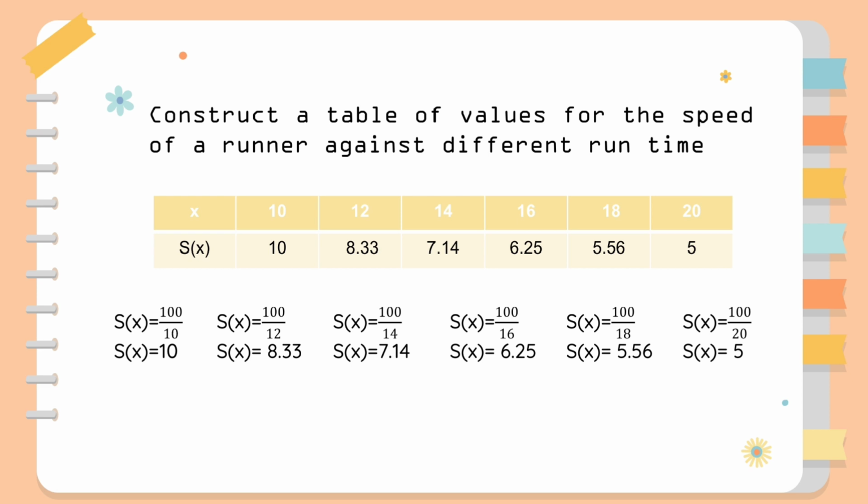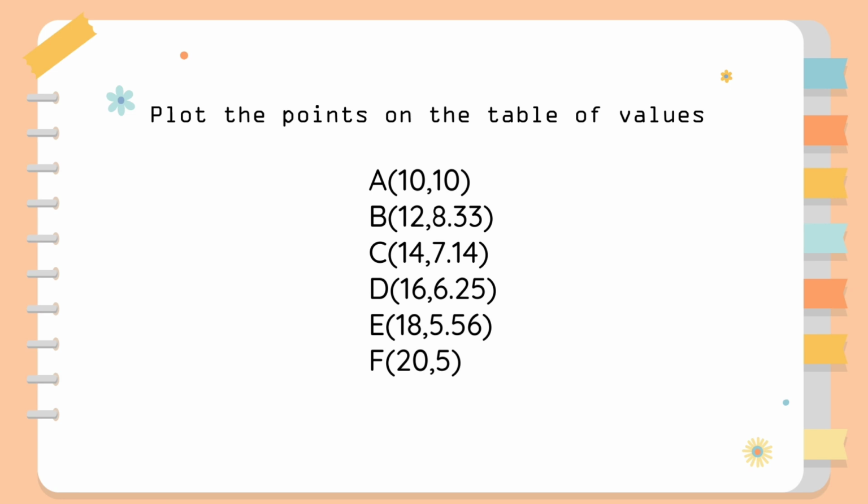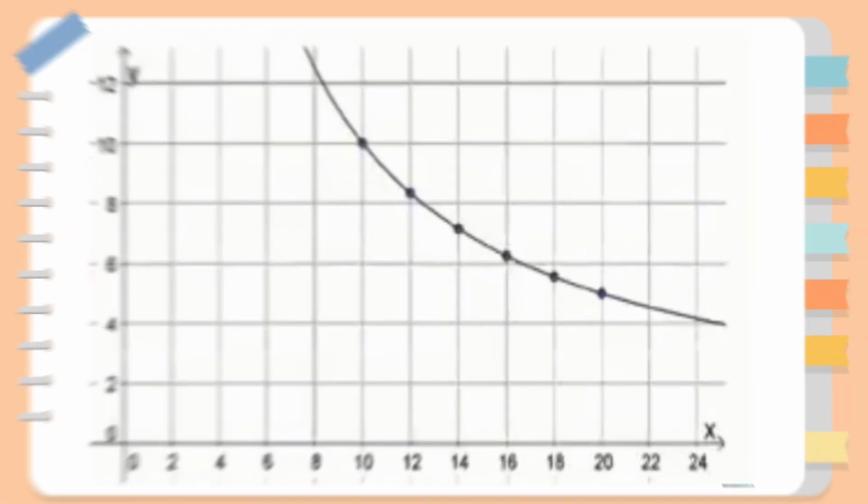All we have to do is substitute the value into the formula, so if x is 10, the average speed of the runner is also 10 meters per second, and so on. We can refer to the table of the example. In order to graph this, we have to plot the points in the table of values. So, A, (10, 10); B, (12, 8.33); C, (14, 7.14); D, (16, 6.25); E, (18, 5.56); and F, (20, 5). And the graph would look something like this.